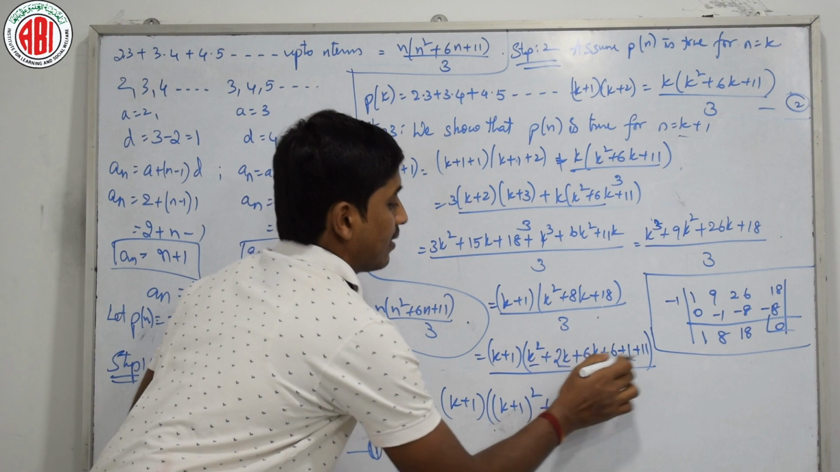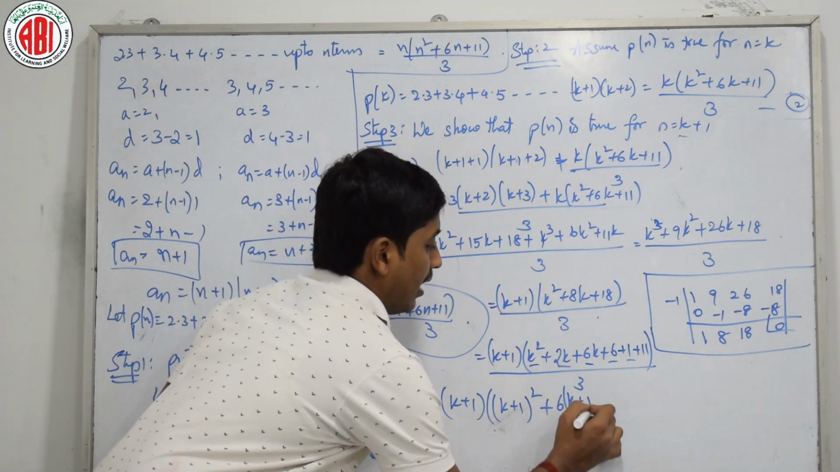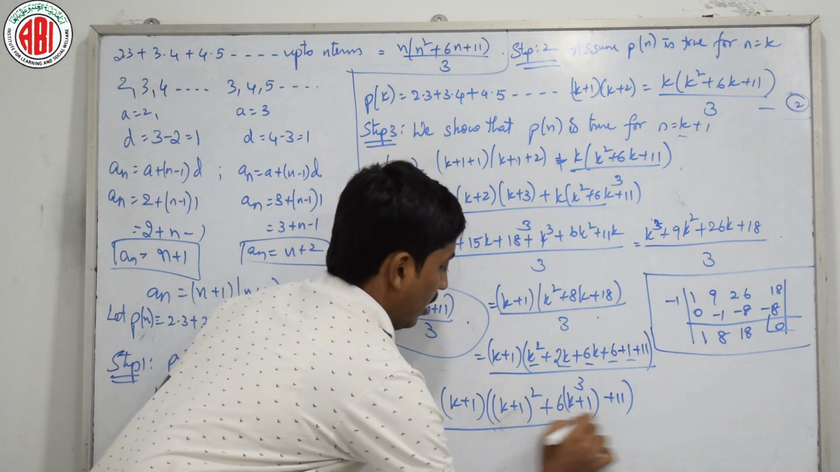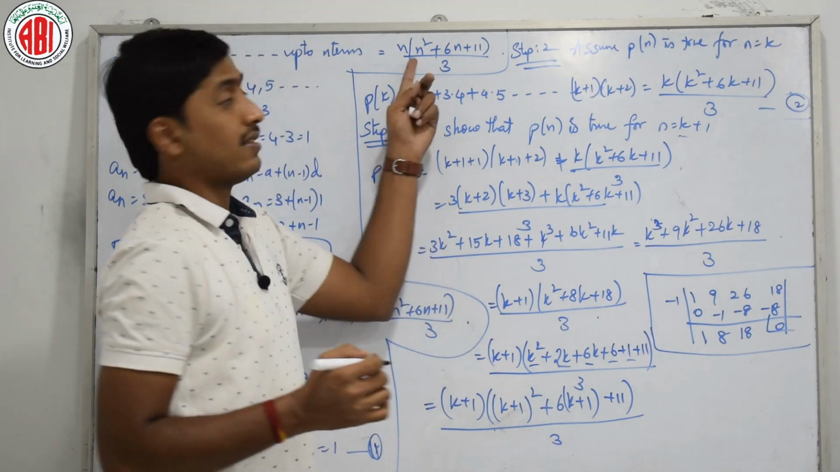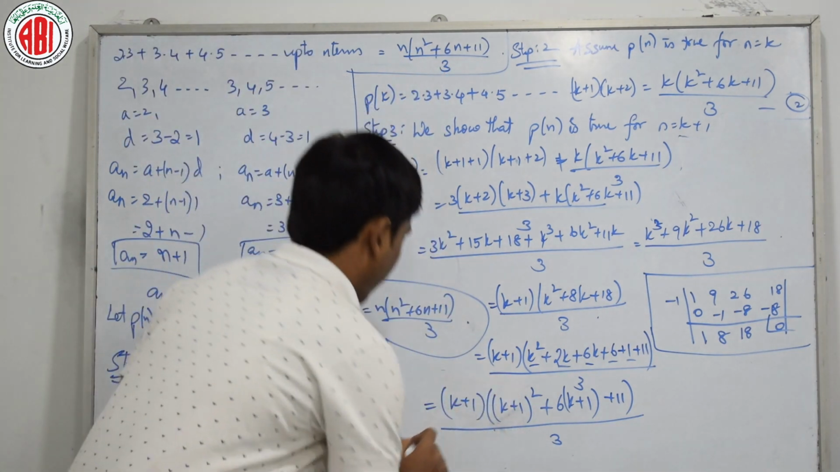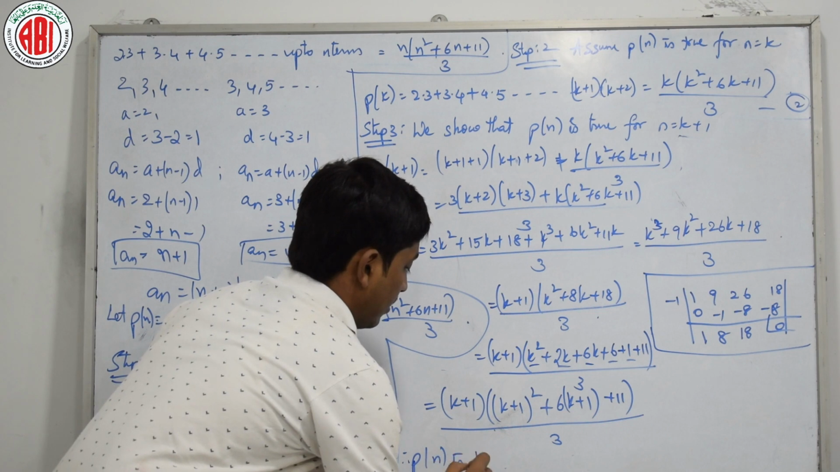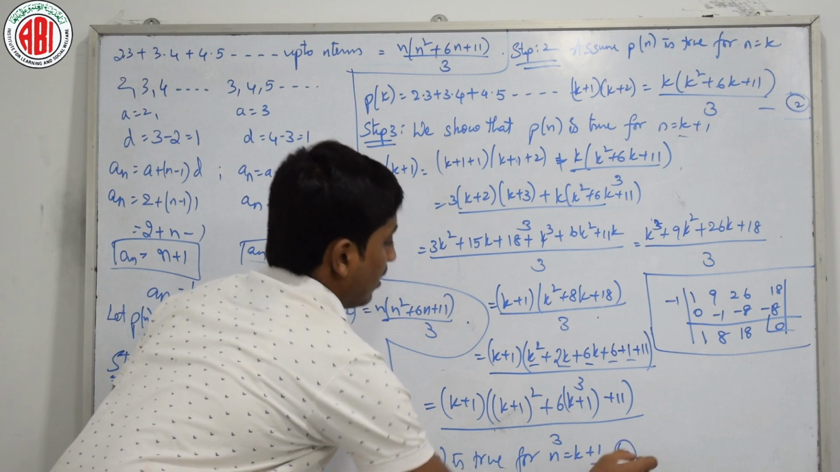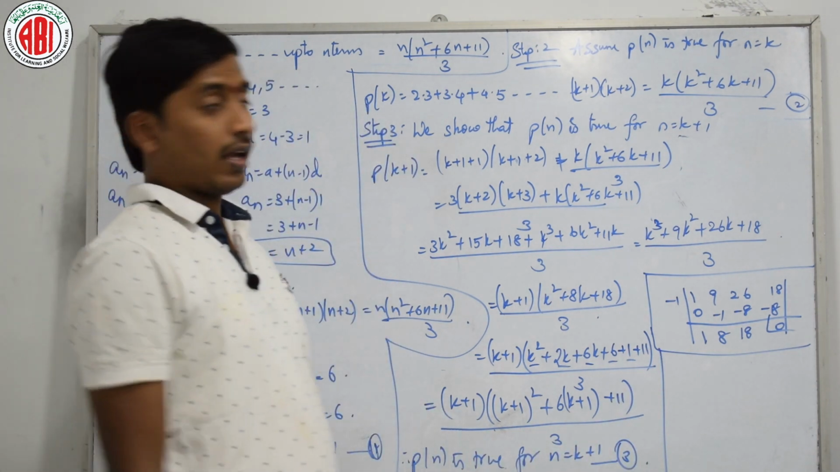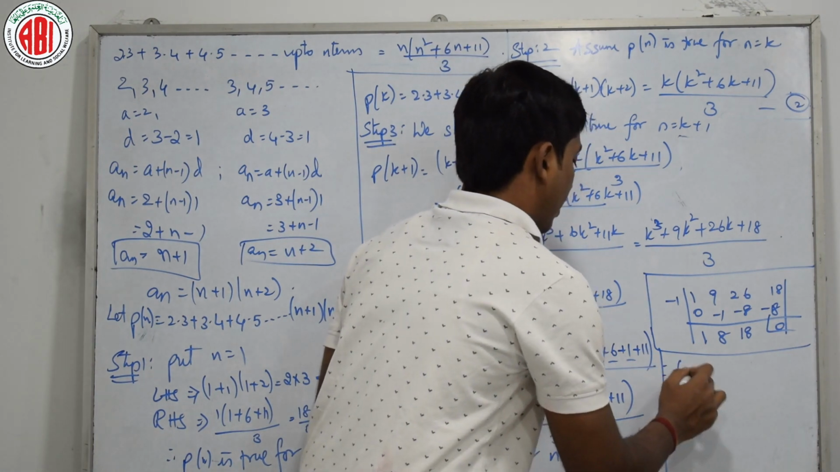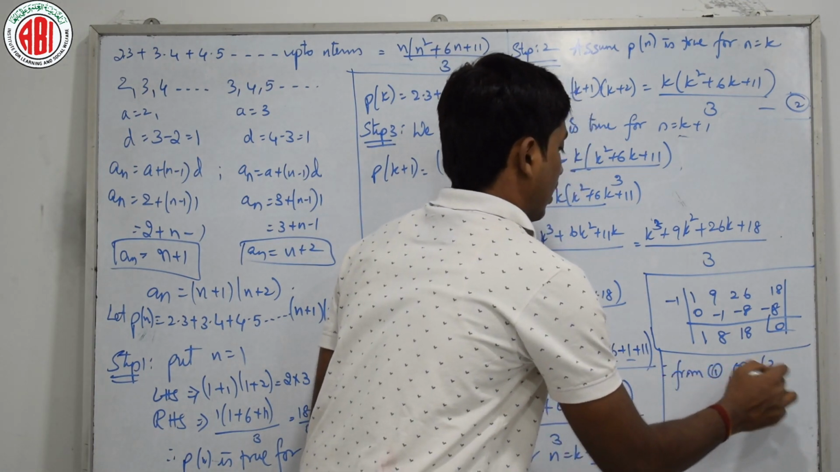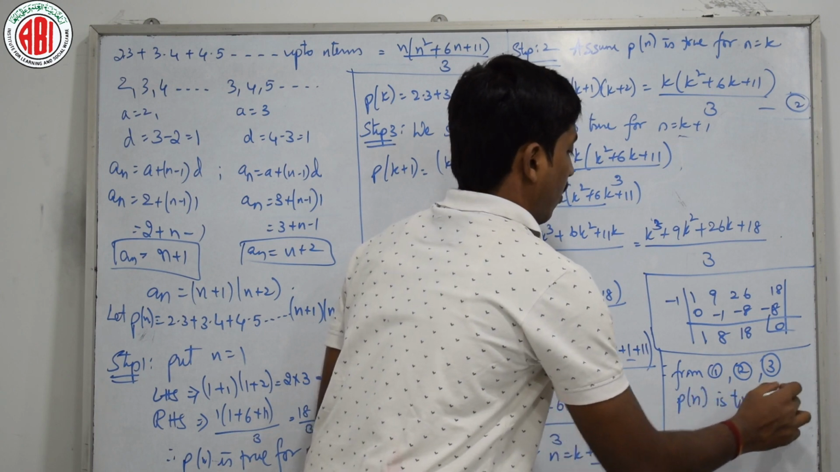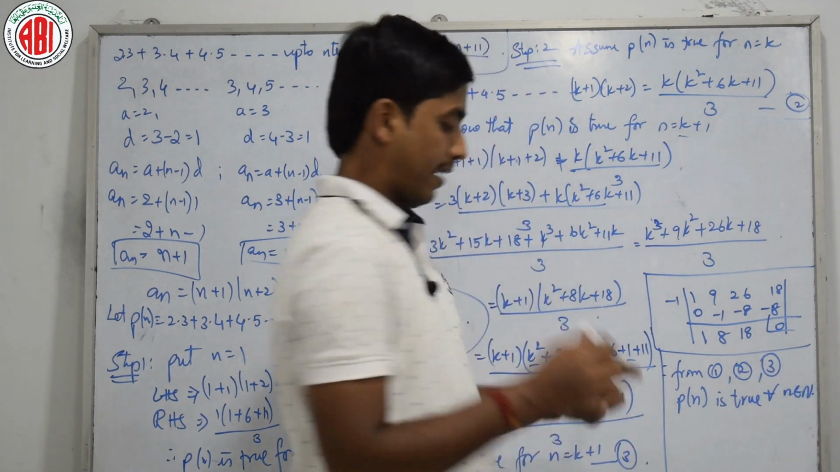The next 6k plus 6. Out of these two, can I take 6 common? Then I will get 6 into k plus 1 and left is plus 11 whole divided by 3. Is it not same as this? Yes, right? Fine. Therefore, P of n is true for n equal to k plus 1. This is my third statement. Okay. Therefore, from 1 to 3, P of n is true for all n belonging to N.